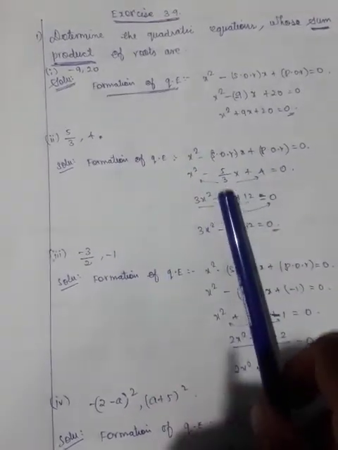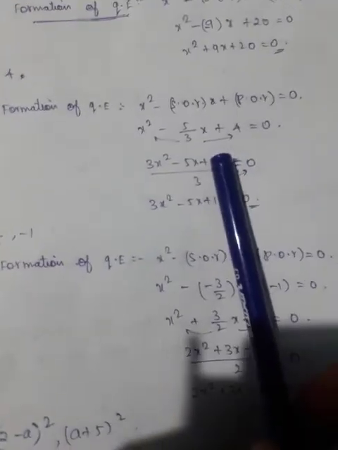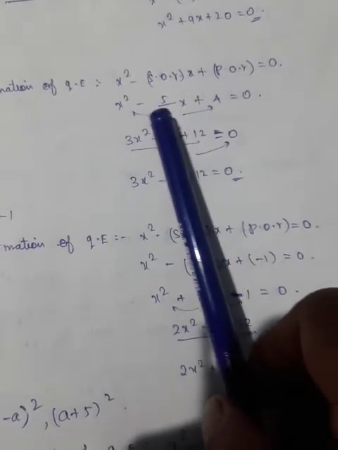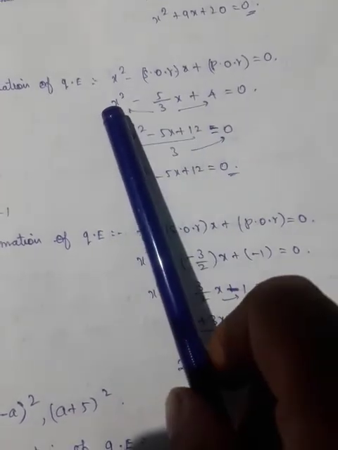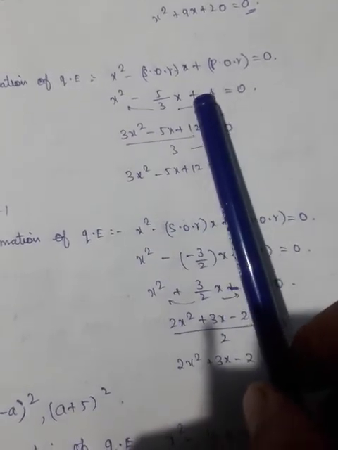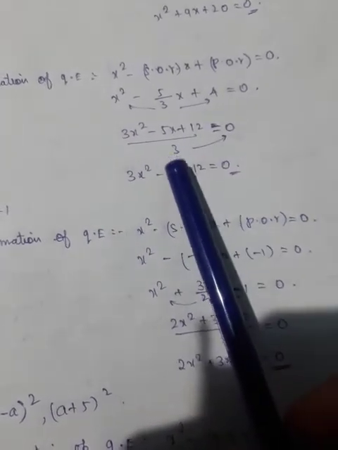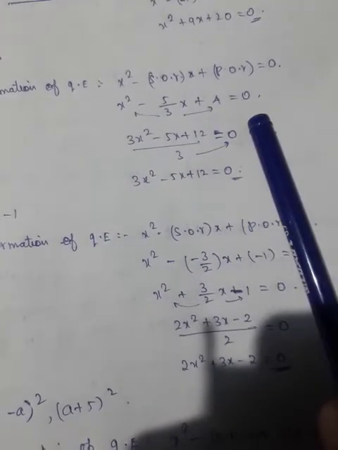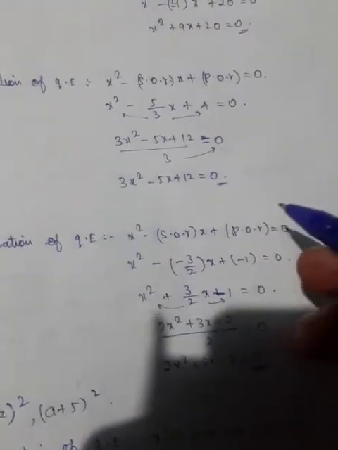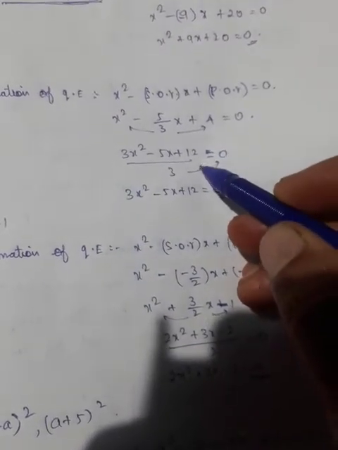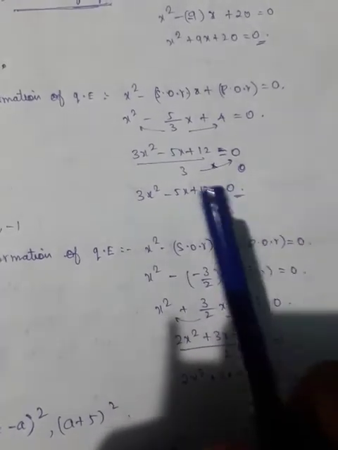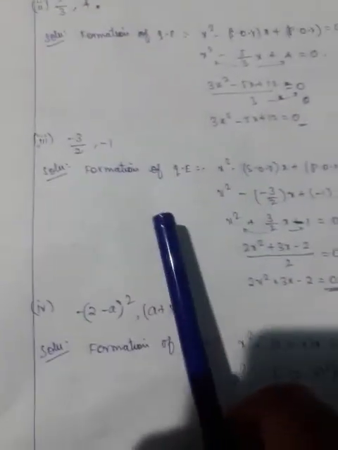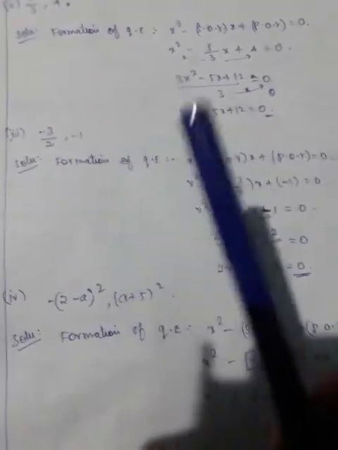Sum of roots value 5 by 3, product of roots value 4. So this place has a denominator 3. If we multiply both sides by 3, this becomes 3x square minus 5x, 3 fours are 12. Then again we write the denominator 3. Now this 3 goes to the right-hand side, 3 into 0 becomes 0. So finally we get 3x square minus 5x plus 12 equal to 0. So the third question: minus 3 by 2, minus 1.